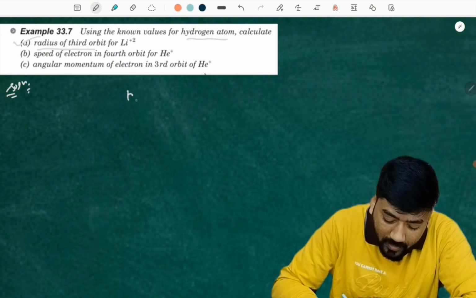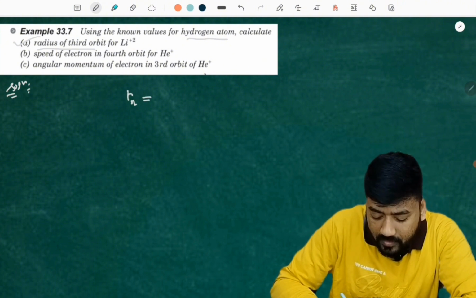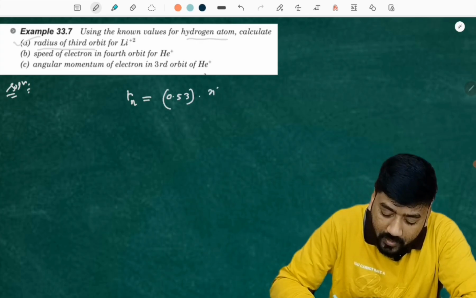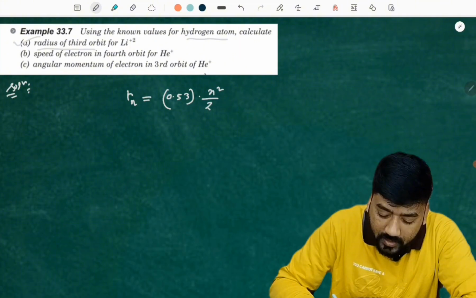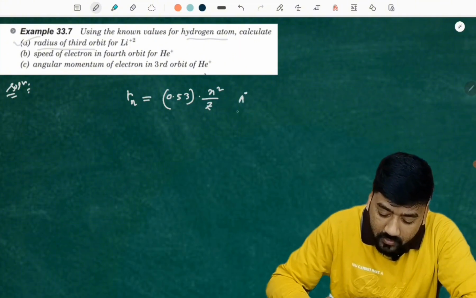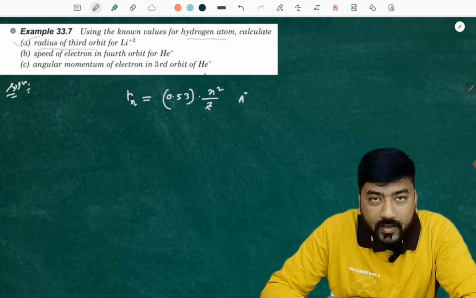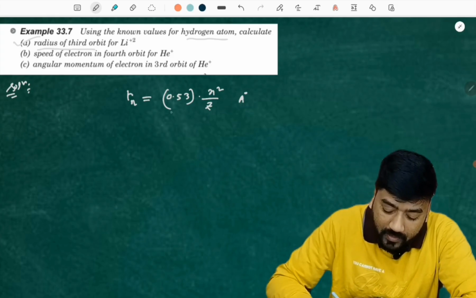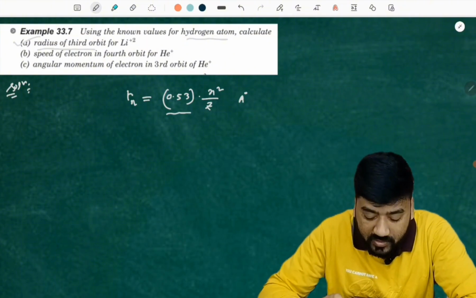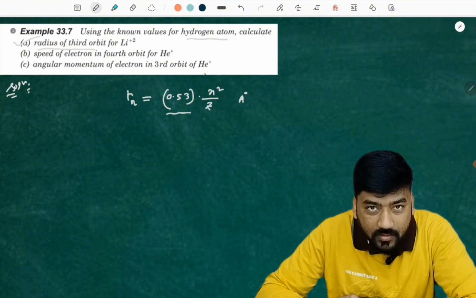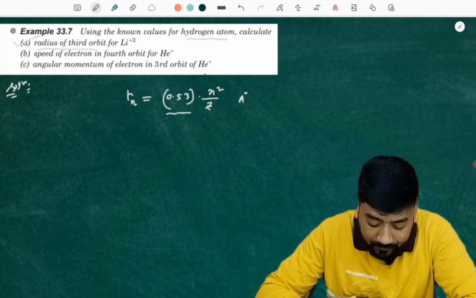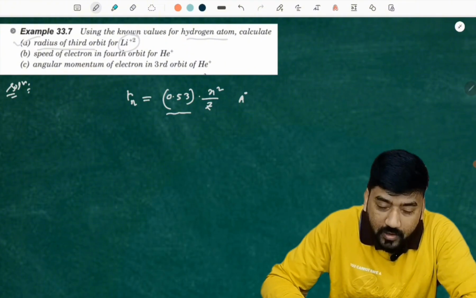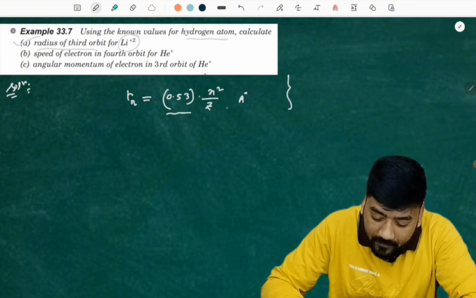So we have Rn, that is our 0.53 into n square upon Z angstrom. So this was actually our result for the radius of the nth orbit for any atom, and this 0.53 angstrom is basically for the hydrogen atom. So we have used this result for the hydrogen atom according to the question. Now what we have to find out, we have to find out lithium plus 2. Now you have to understand what will be the Z for lithium.